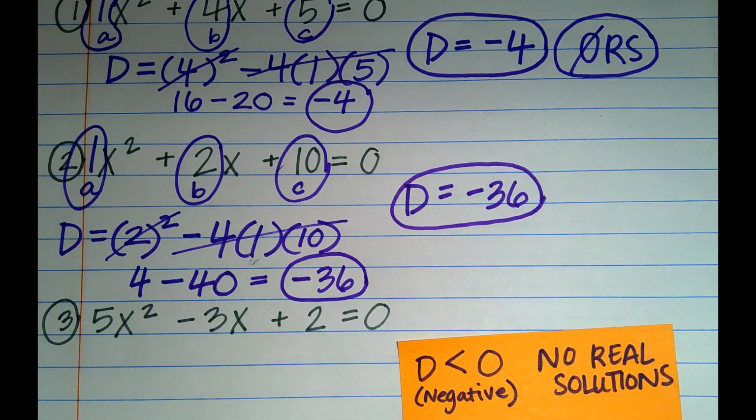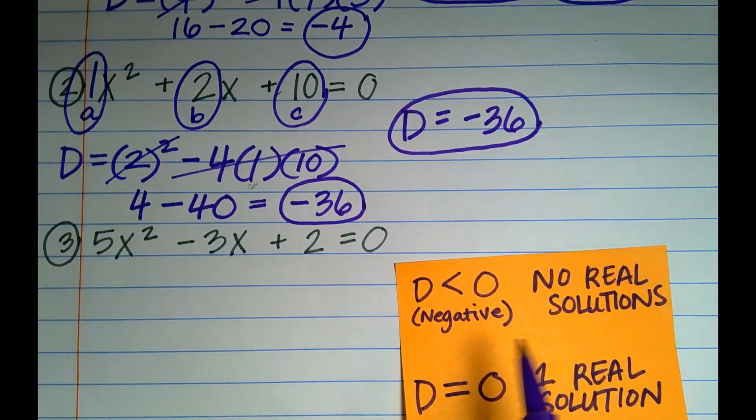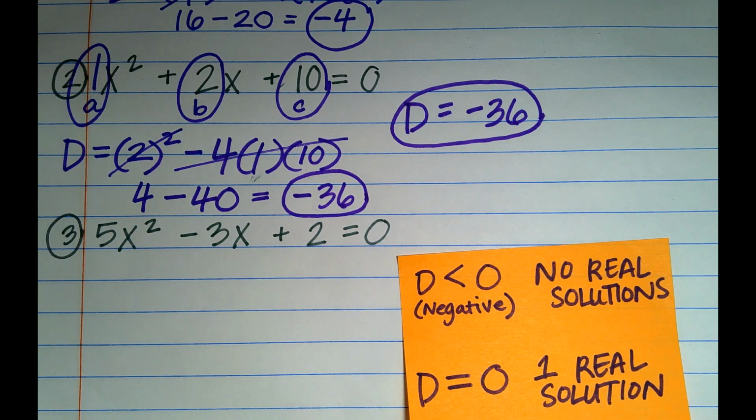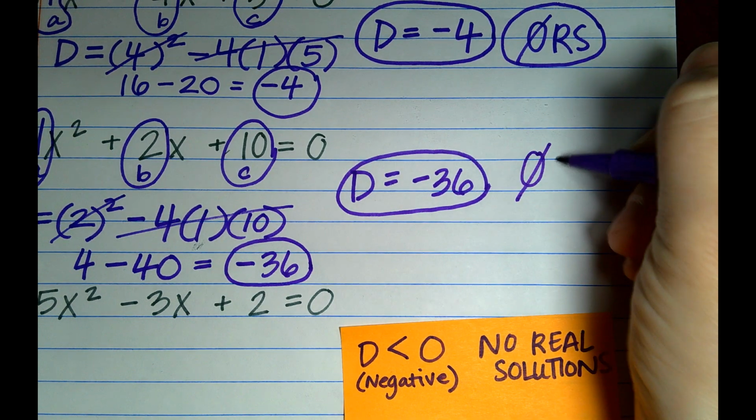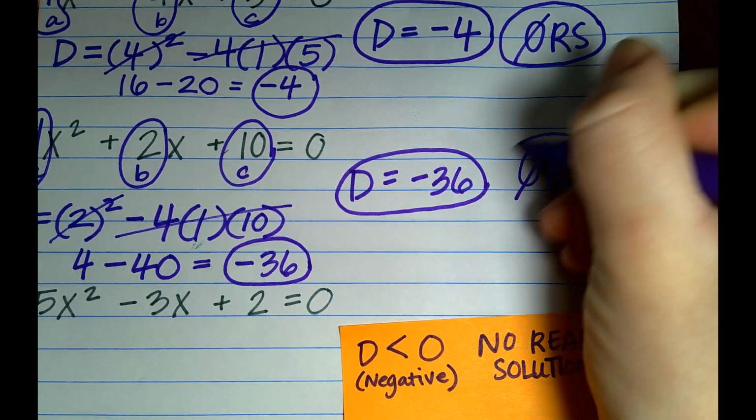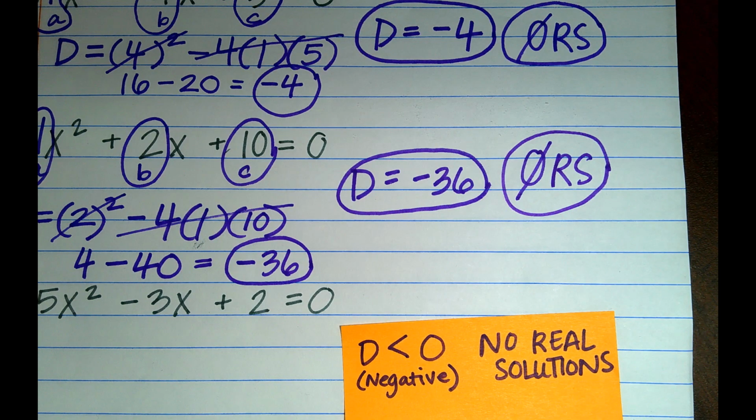How many real solutions are there? None. When the discriminant is less than 0, when it's negative, there are no real solutions. So I will write 0 real solutions. Perfect.